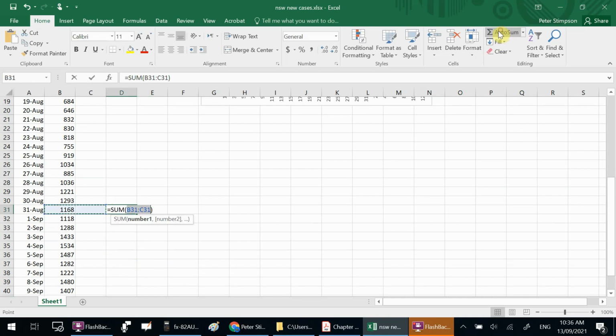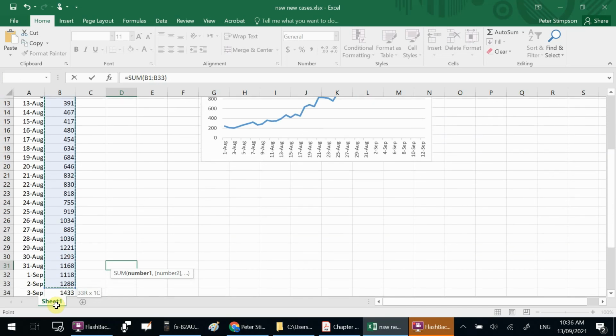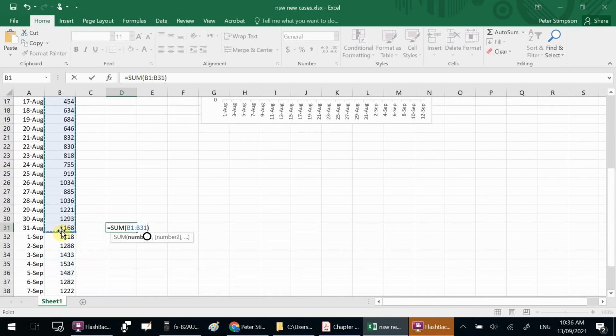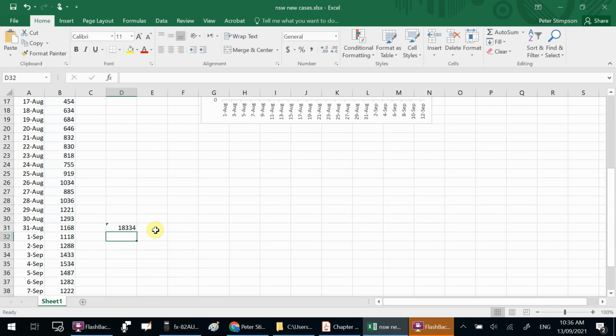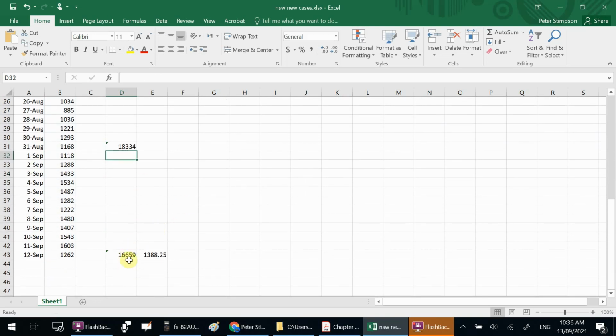Now I'll do the same for August. So let's do an auto sum. This time it's for the whole of August. 18,000, that's the number of new cases over the whole of August. Notice it's more than for September, but the difference is that this one is measured over 31 days. This one's measured over 12.